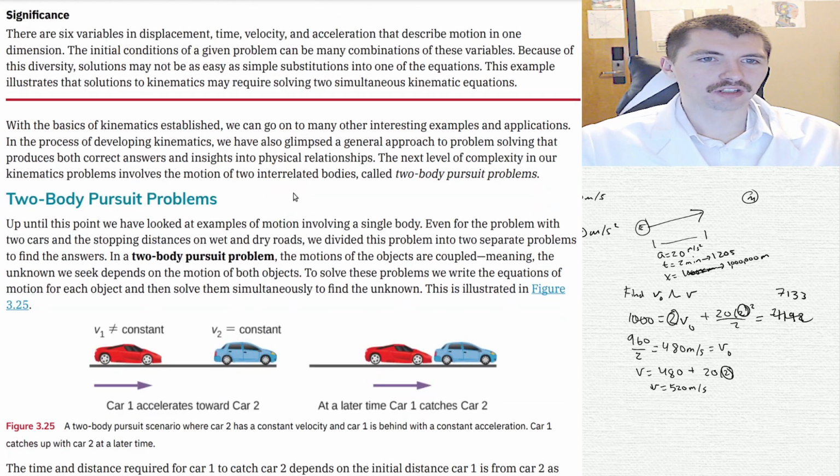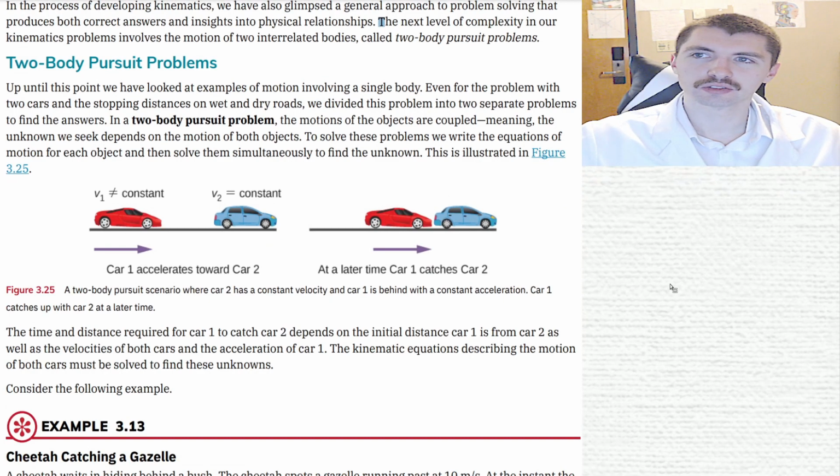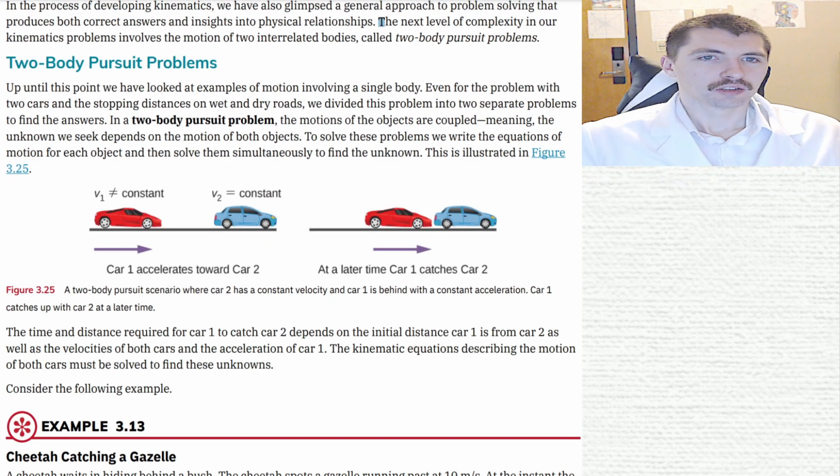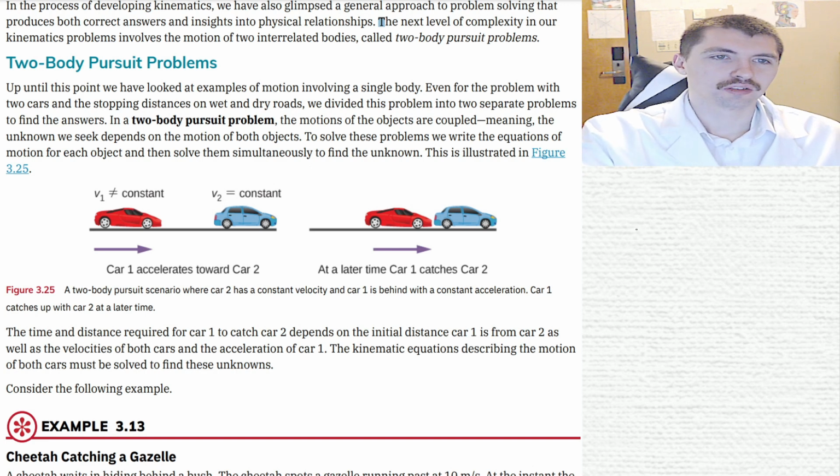The basis of kinematics. Let's go to more interesting examples. Two bodies. Okay, so now we're doing two bodies. Even for the problem with two cars, we're doing two separate problems. And the unknown we seek depends on the motion of both objects.